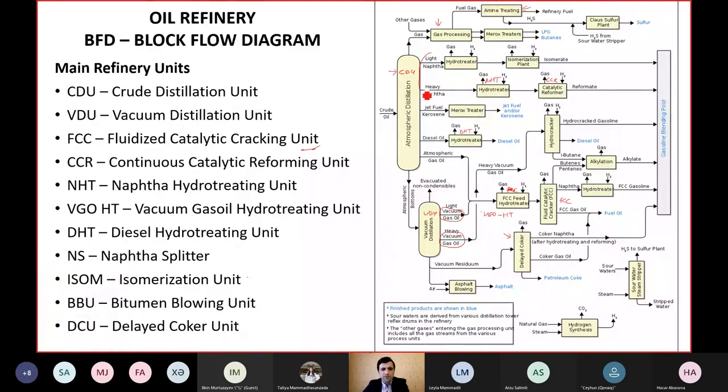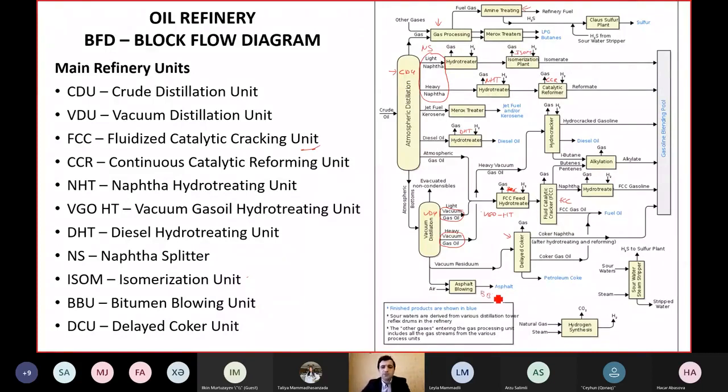And then we have the isomerization unit, which is this one. And we have the bitumen blowing unit. Here we have the BBU to produce the bitumen and the delayed coker unit to produce coke. Okay, let's go one by one quickly to understand the block flow diagram.